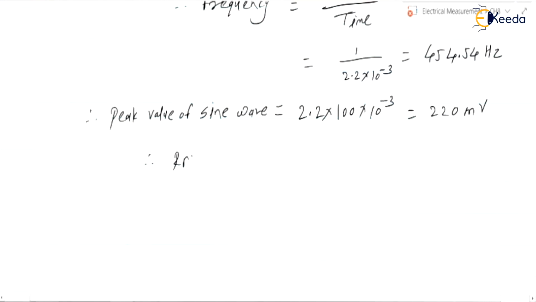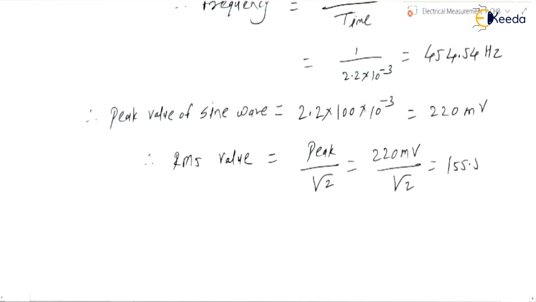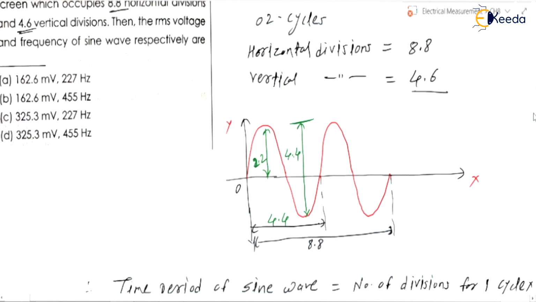Therefore RMS value is peak divided by root 2. We know this for any sine wave. So it is 220 millivolt divided by root 2. It is 155.56 millivolt. So if you check the options, 455 hertz and 155.56.